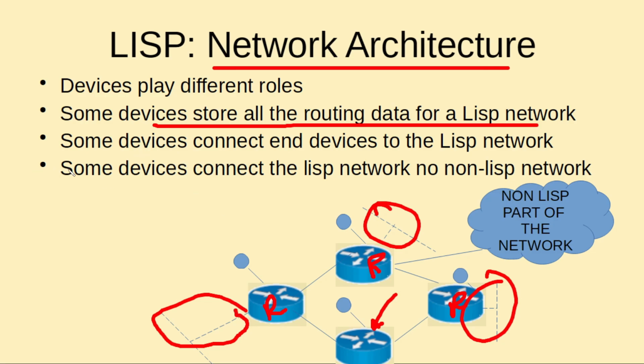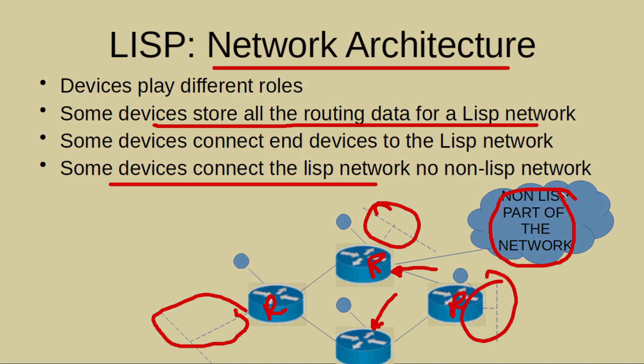And devices that connect the LISP domain to non-LISP networks have another role. So for instance, this device that is connecting the LISP domain to a non-LISP part of the network, for instance, the internet, or just another part of the network that is not running LISP, performs a particular role.